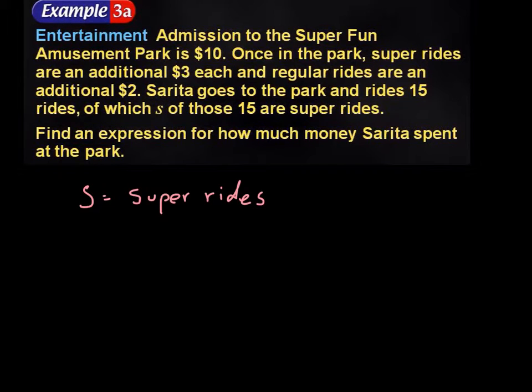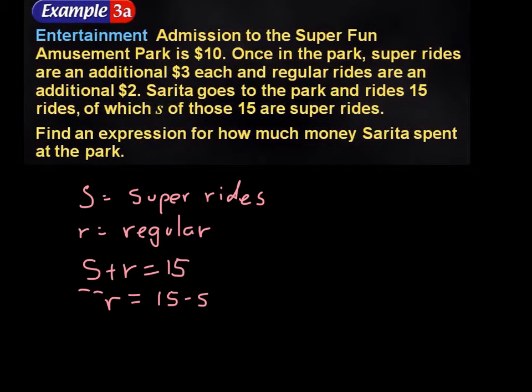If we let S be super rides, and just for a second here, I'm going to let R be regular rides. And she rode a total of 15 rides. So then we'd have S plus R equals 15, but I really only want one variable. They said S are super rides, so I want to solve that for S. So R, my regular, is going to equal 15 minus S, if I just subtracted S from both sides there.